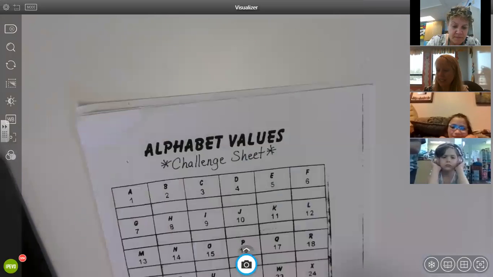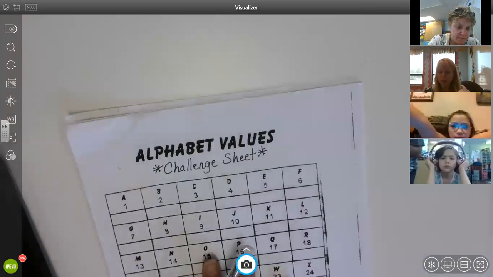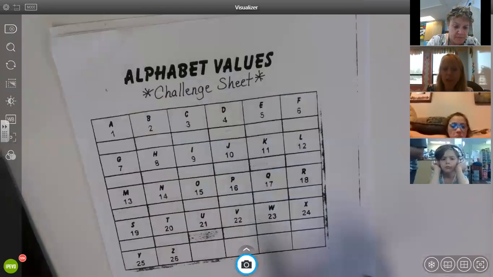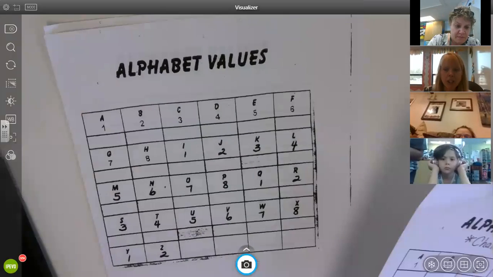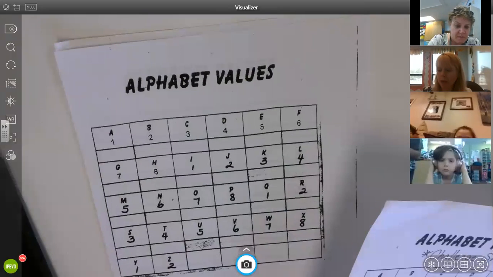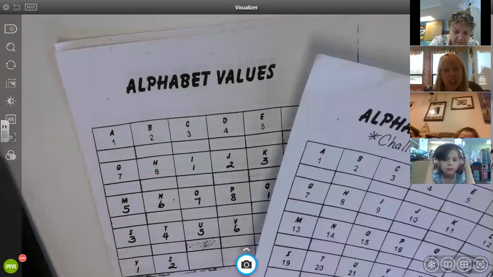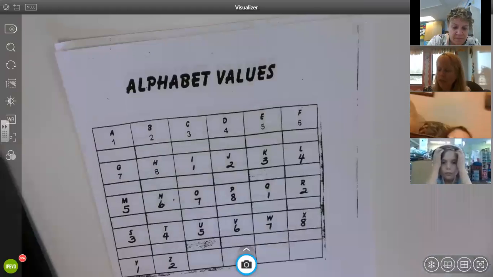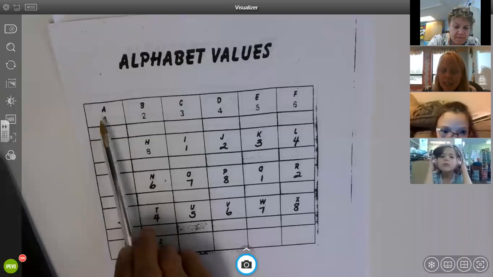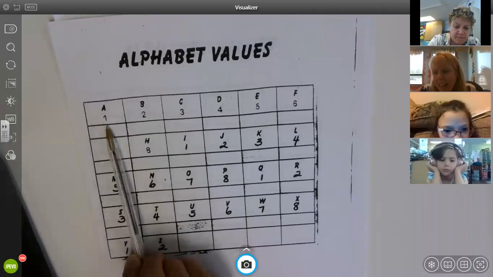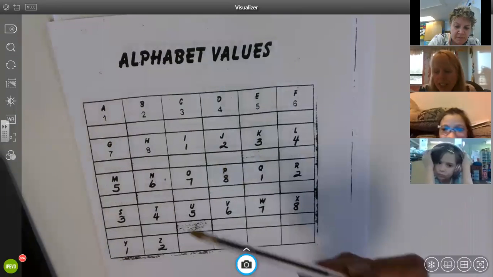We are going to use something called an alphabet values sheet. You will find these posted in Google Classroom on your assignment for Chrysanthemum. It's actually called name values. So the first one looks like this. It gives you a value for every letter in the alphabet. Starting with the letter A, the value of the letter A is worth 1. You can think of them as points if you want, or just a number value.